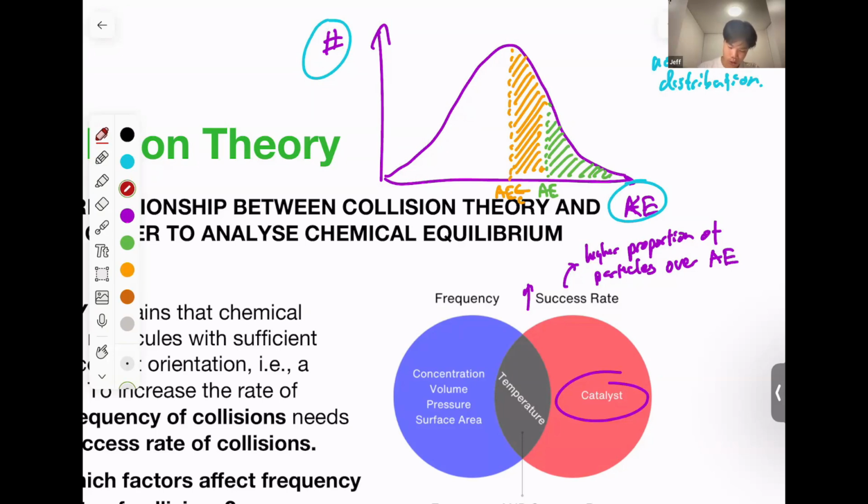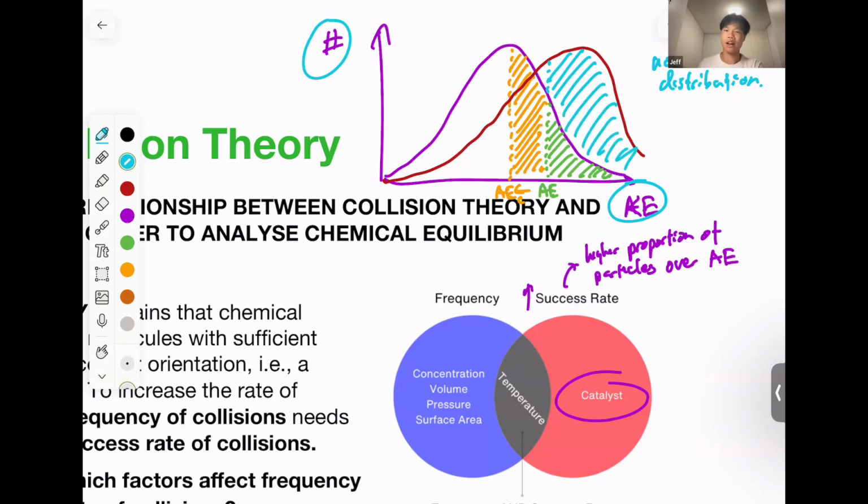Exactly. So if you increase temperature, that's the same thing as saying I'm putting more kinetic energy into my system. And so your curve is effectively going to shift to the right. And what you're doing is you're pushing a significantly larger number of particles over that activation energy initially, which causes a higher proportion of particles to be over activation energy and hence faster rate of reaction. So temperature is the other factor that affects success rate, and those are the harder ones to explain.